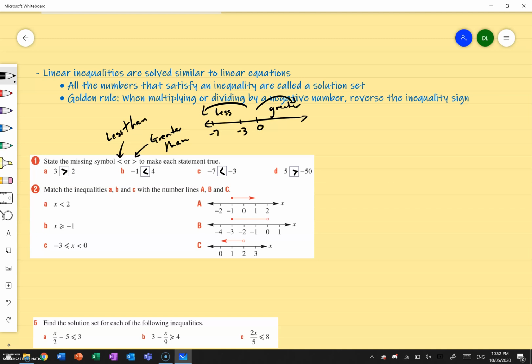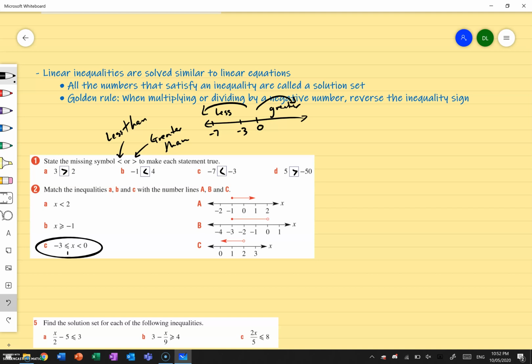Okay, match the inequalities A, B, C with the number lines A, B, C. So the first thing I'm going to note is that this one here has 2 bounds. You can tell it has to be between here and here, which is -3 and 0. If I look at this one over here, it's the only one with 2 dots, so one here, one there.